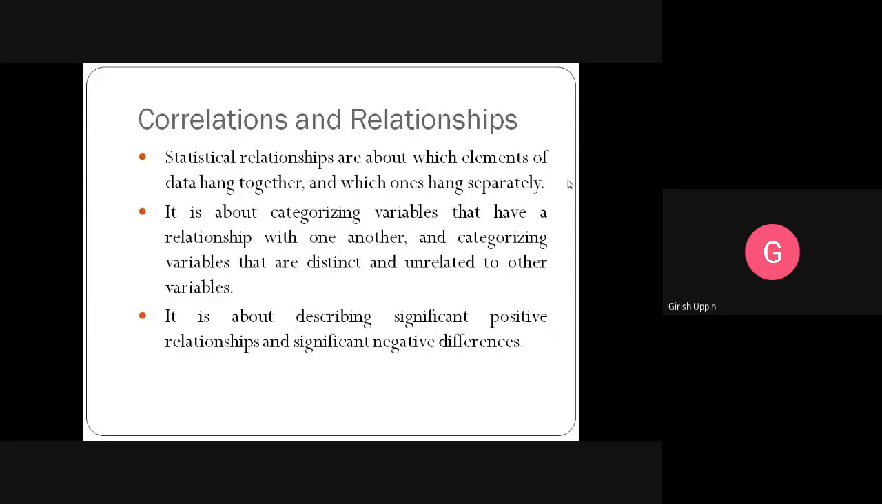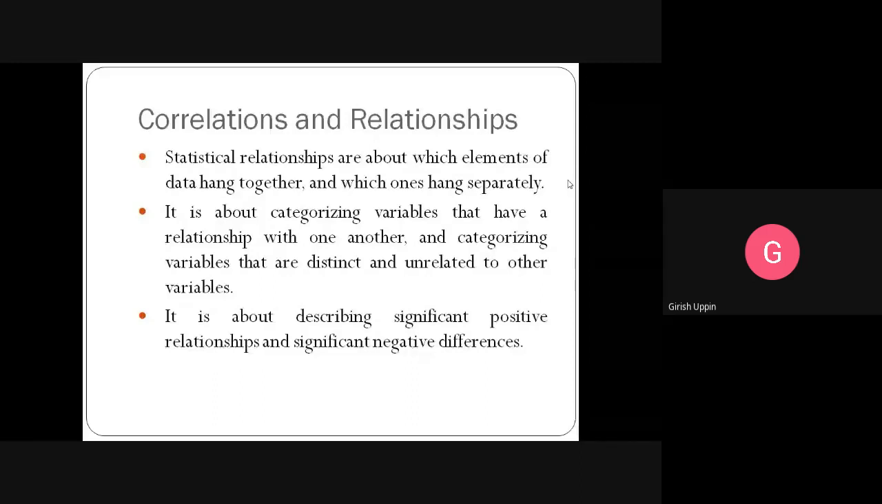There are certain things which will have no relation between them, and there are certain things which will have an opposite relation. Meaning as one variable increases, the other variable decreases. As a variable decreases, the other variable will increase. For example, let us say we have a train which is traveling from station A to station B.